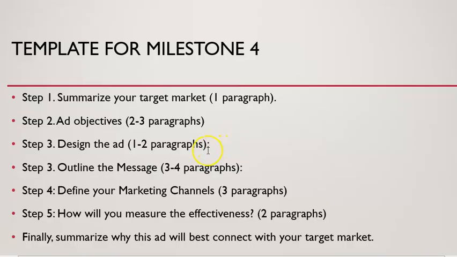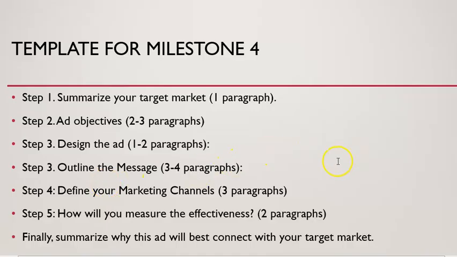So the template for Milestone 4, follow this very closely. In fact, I strongly suggest you use these things as headers so that your message does not get lost in a lot of verbiage. You want to summarize your target market. You should be used to that by now. Talk about your ad objectives, as was pointed out in this presentation, 2 to 3 paragraphs. Design the ad itself in 1 to 2 paragraphs. Outline the message in 3 to 4 paragraphs, and feel free, and I would strongly suggest you cite the text to help guide you through the concepts that you're forwarding there.